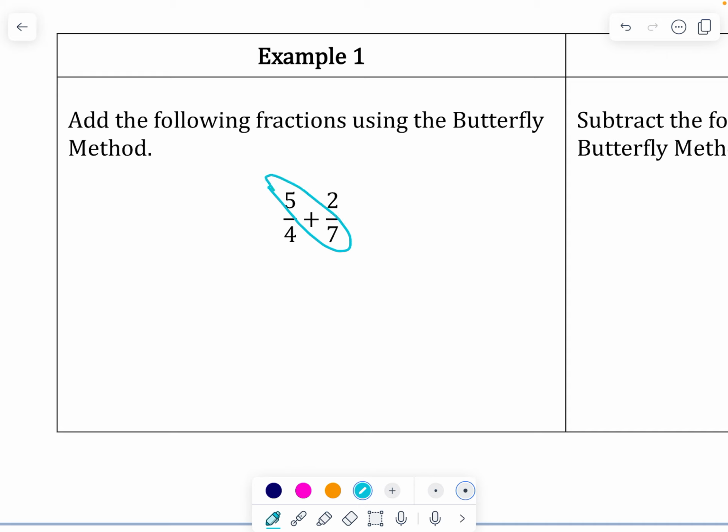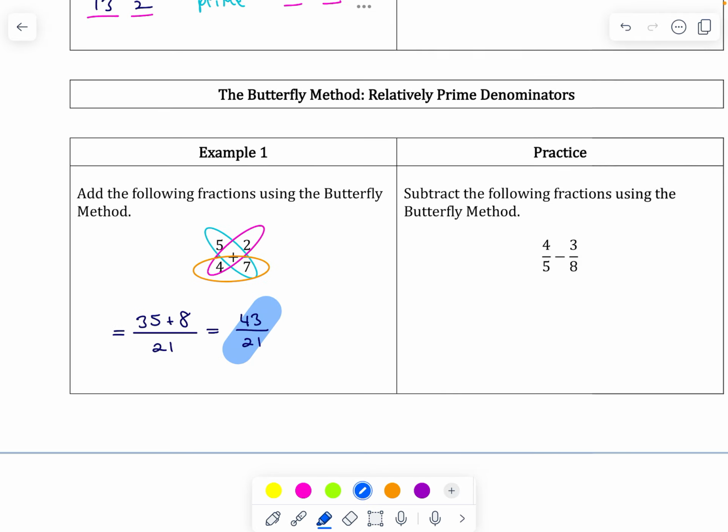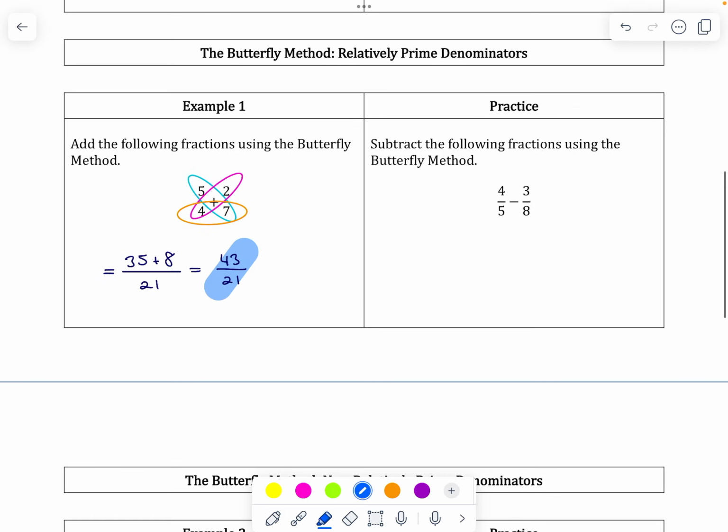They have no common factors, but let's go ahead and run the butterfly method here. First, we're going to multiply 5 and 7. Oh, I want an oval. There we go. And then we will multiply 2 times 4. And then we will multiply 4 times 7. Good. This is going to give us 5 times 7, 35, plus 2 times 4 is 8, over 4 times 7 is 21, for an answer of 43 over 21. And that's how it's done. That is the answer. Go ahead, pause the video, and do the exact same thing to the practice problem.